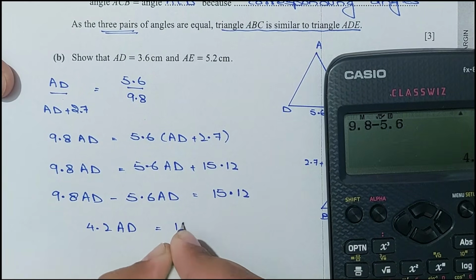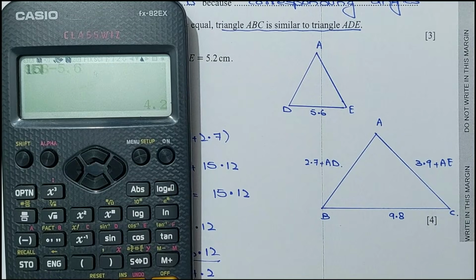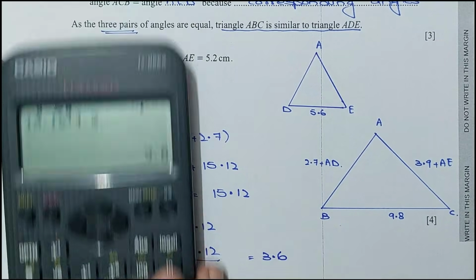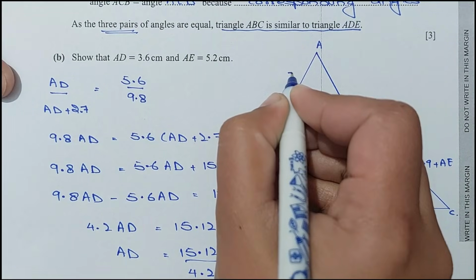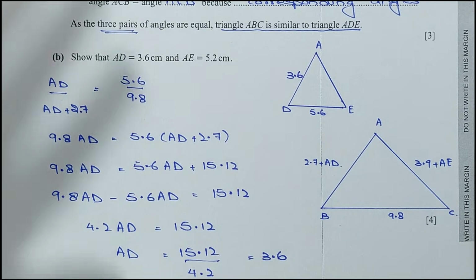This equals 15.12, and AD would be equal to 15.12 divided by 4.2. 15.12 divided by 4.2 is 3.6. So 3.6 is the value for AD. So this AD is 3.6. All right, let me solve the next one, which is AE.